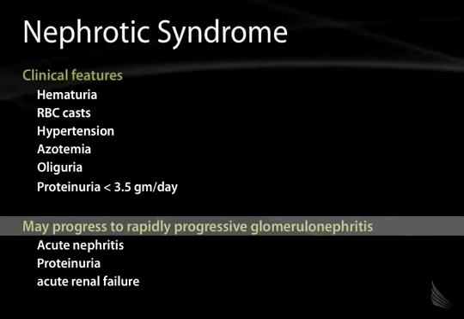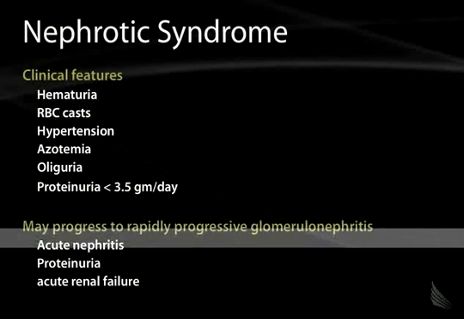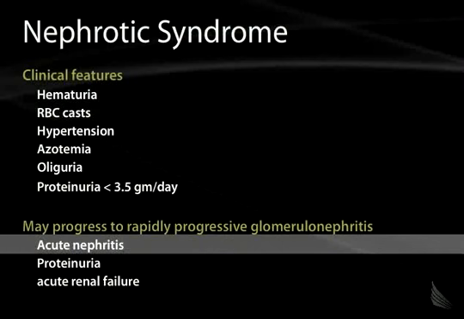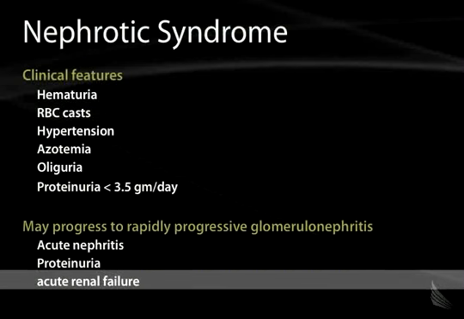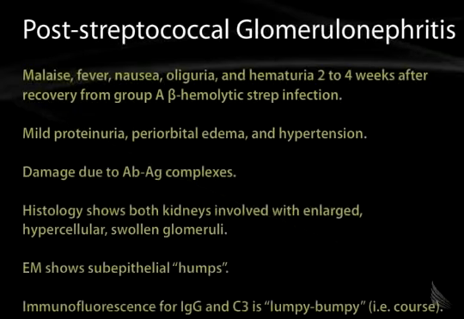Now, the nephritic syndromes tend to be more severe and more rapidly progressive than the nephrotic syndromes. In fact, the nephritic syndromes may actually progress to what we call rapidly progressive glomerulonephritis, which is characterized by acute nephritis, that is acute inflammation of the kidney, proteinuria, and acute renal failure, that is renal failure in a very short period of time. Now, one of the causes of nephritic syndrome is what we call post-streptococcal glomerulonephritis.